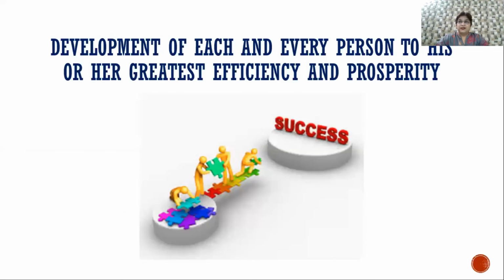And then the fourth principle that he gave was development of each and every person to his or her greatest efficiency and prosperity. He said everybody who wants to join an organization wants to rise. If a person joins as a clerk, he wants to retire as a head clerk at least, if not an officer. So everybody wants to increase their efficiency and rise to the highest post. So the management should make sure that everybody gets that.